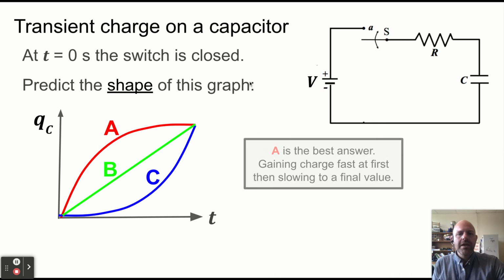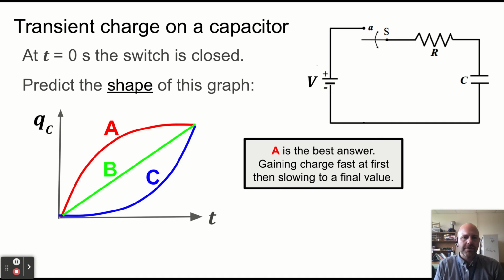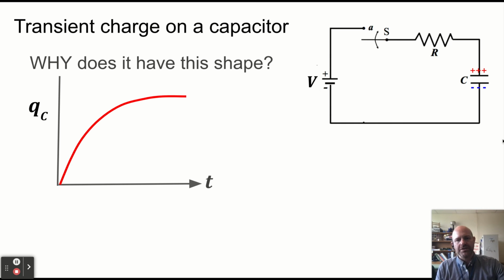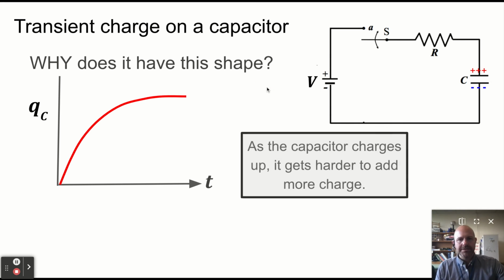As it turns out, A is the best answer, and that is because as you add charge to the capacitor, initially it's empty. Unlike a bucket, where filling it with water at a constant rate would mean it would fill up at a constant rate, as you fill up the capacitor, you now have positive charge on the positive plate, negative charge on the negative plate. If you want to put another negative on the negative plate, it's now harder to do it because there's negative charge there repelling you. As it charges up, it gets harder and harder to add charge to that plate.